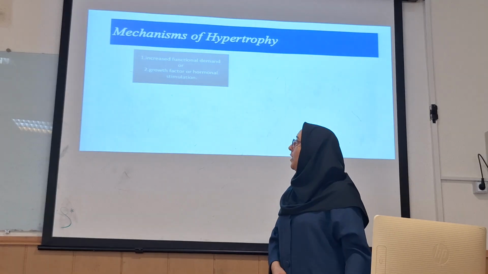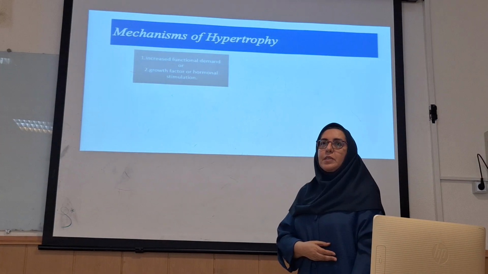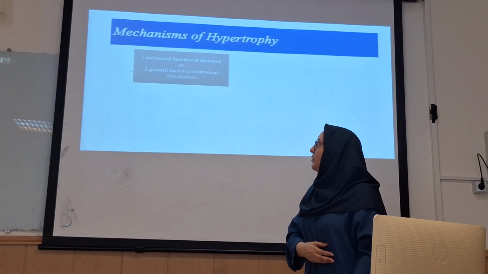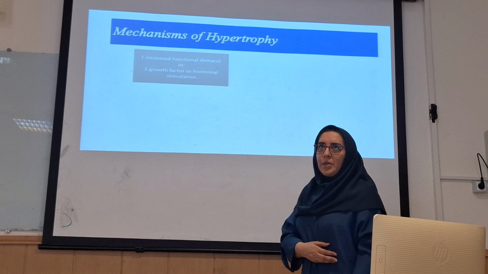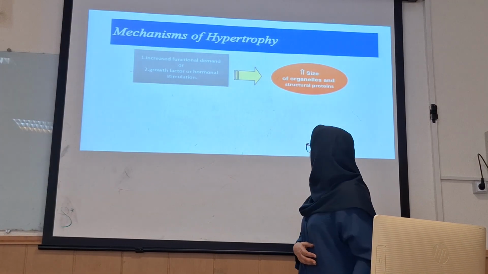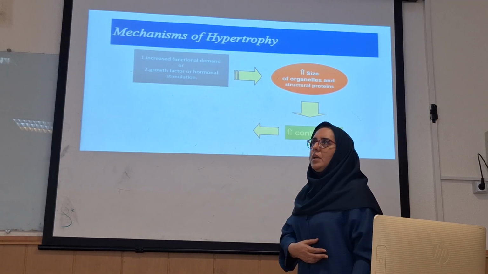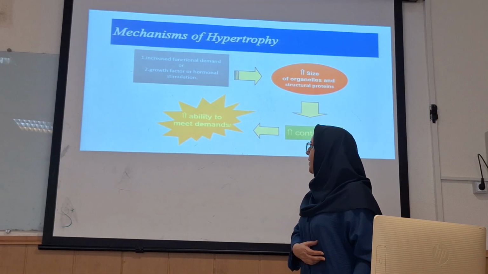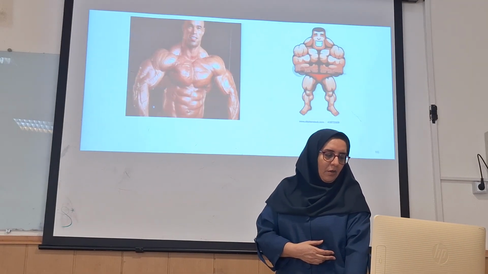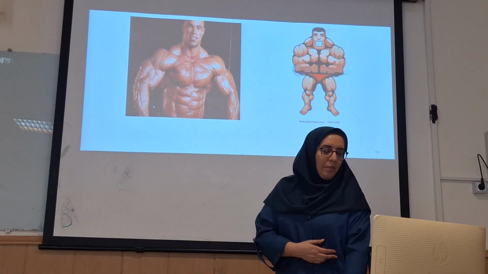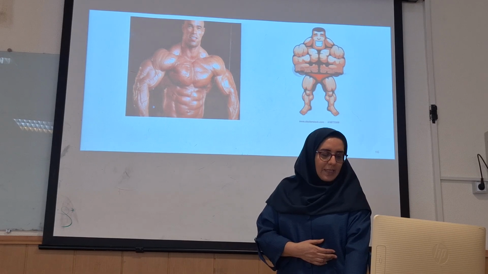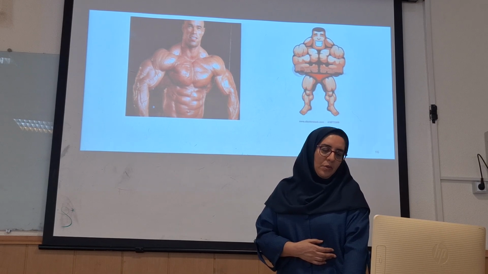So when we have increased functional demand, for example, during exercise, growth factor or hormonal stimulation, for example, in pregnancy, the size of the organ is increased. Also, contractility, for example, in striated muscle, is increased, with the ability to meet demand. For example, bodybuilding trainers are a good example of striated muscle hypertrophy.